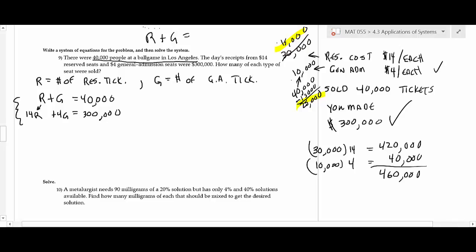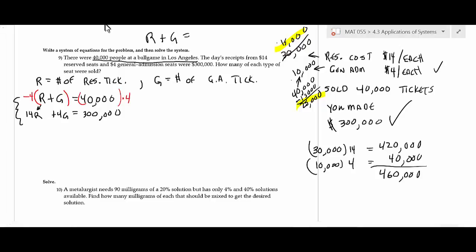Okay? All right, so now what we're going to do is we're going to eliminate. So it's your decision. We can eliminate the R. If that was a 14R, what would you want that to be? Negative 14R. If that's a 4G, what would you want that to be? And now I'm going to go with the G because it's a smaller number. I like smaller numbers. They're easier to deal with. So what do you need to multiply the top equation by so that G becomes negative 4G? By negative 4, and be careful with the negative on that. Okay, so that's what you're going to do.